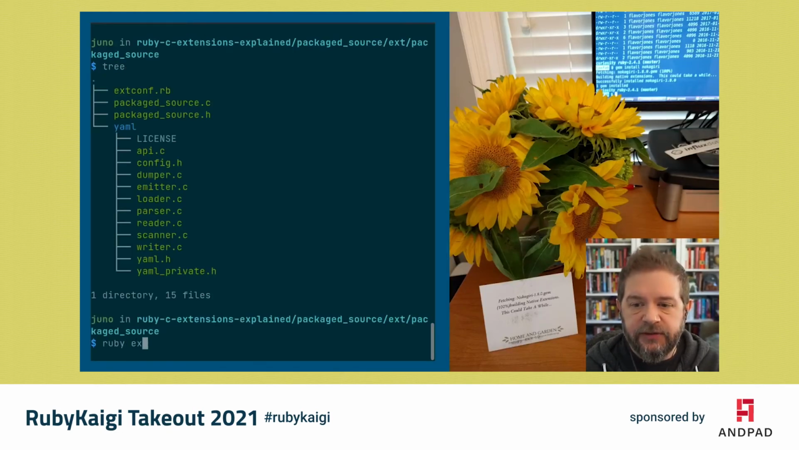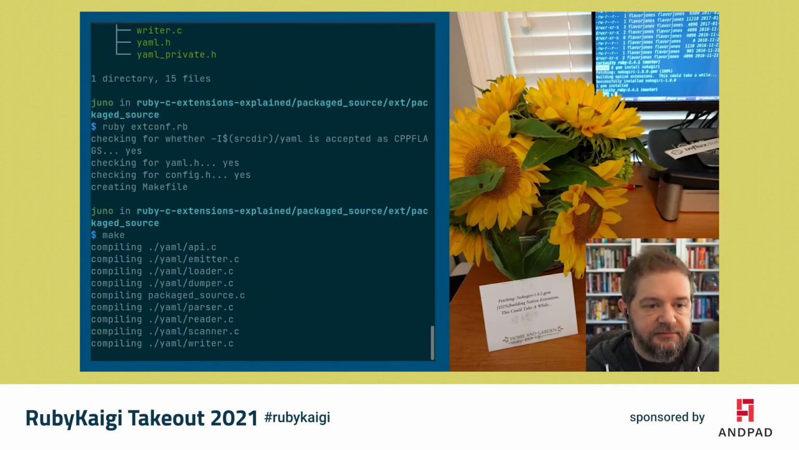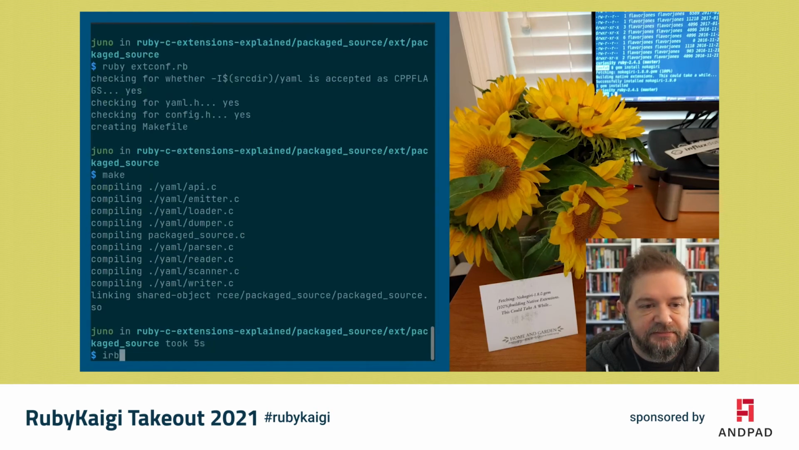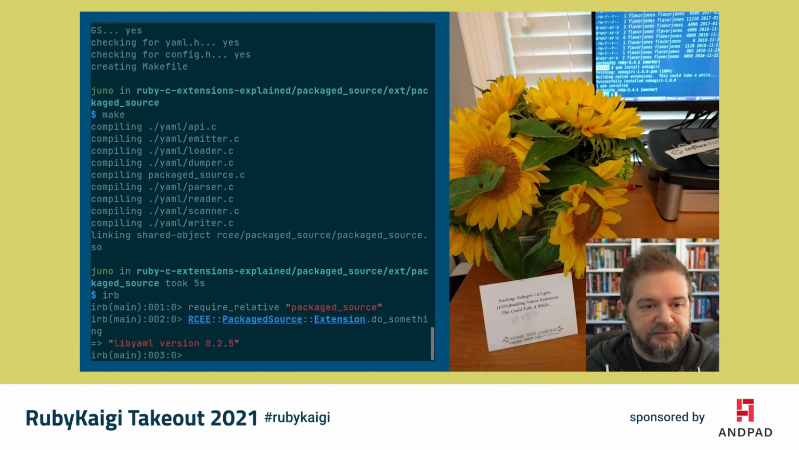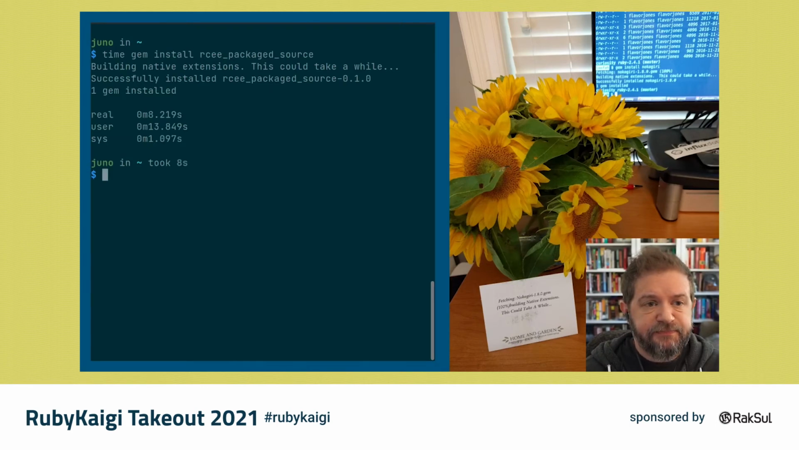Running through this manually, we see everything is working as expected. That was easy. Go gem install RCEE packaged source and see that it takes a few seconds longer than system, but it does work. It takes 8 seconds, and system took something like 3 seconds.